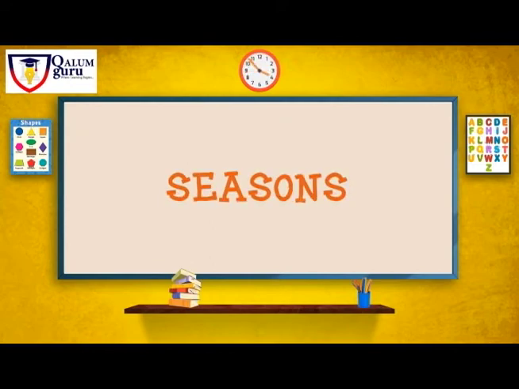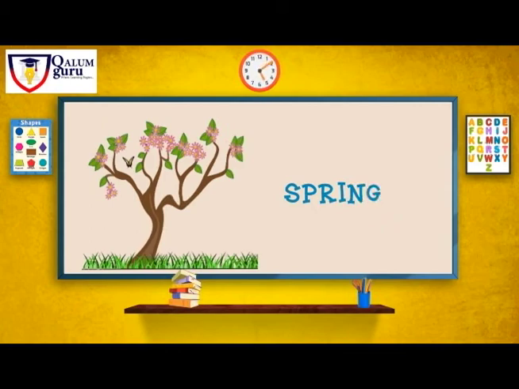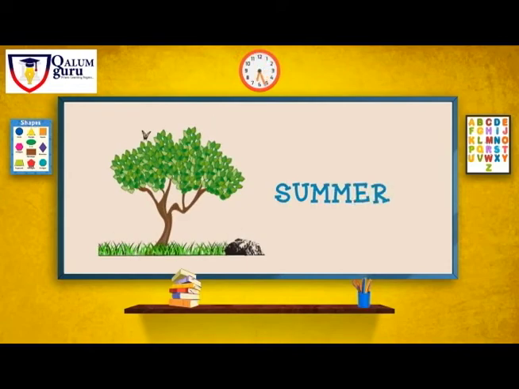Seasons. Spring. Spring comes after winter. The weather is pleasant. New leaves start growing on trees. Summer. In summer, days are hot and nights are warm. Days are longer than nights.